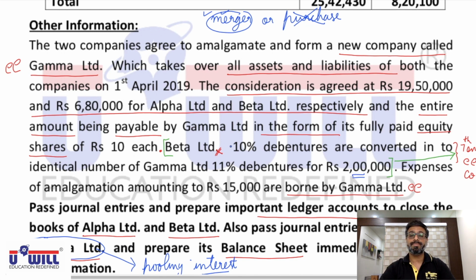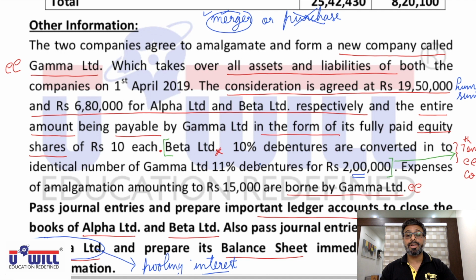Now second thing you have to do in every question in this chapter, identify the method of purchase consideration. I repeat, identify the method of purchase consideration. Okay, we discussed there are 3 methods of purchase consideration: lump sum, net payment, net asset. Now in this question, look at this third sentence. The consideration is agreed at rupees 19,50,000 and 6,80,000 for Alpha Limited and Beta Limited respectively. So it is which method of purchase consideration? Write down lump sum method of purchase consideration.